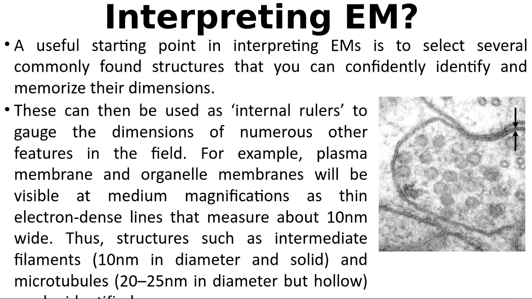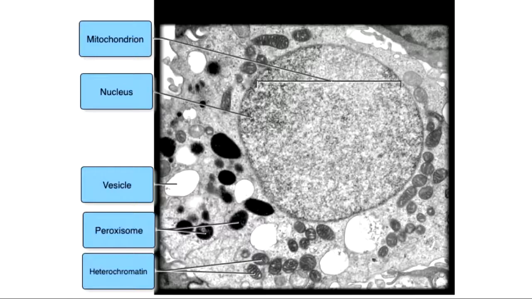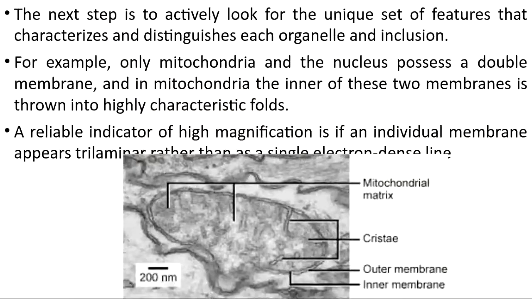What are the organelles of the cell? What size are they? You should have an idea. Then see here, you mark mitochondria, nucleus, vesicle, peroxisome, heterochromatin. So this will give a clear picture of each of the organelles. So first you should know the size, and then you should know how to mark it.